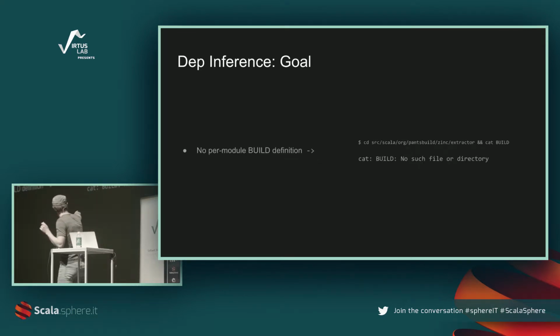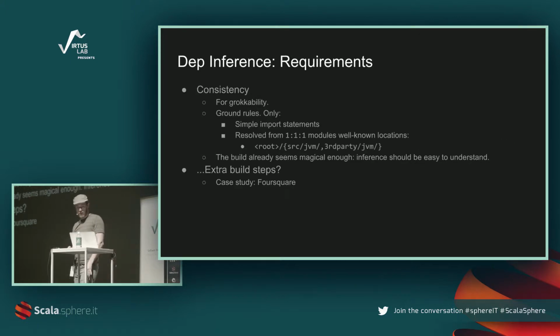So the goal is, no file. That file isn't there. That'd be cool. We could just delete all of the build files and drop something like 400,000 lines of code.